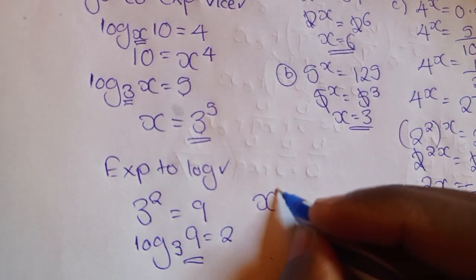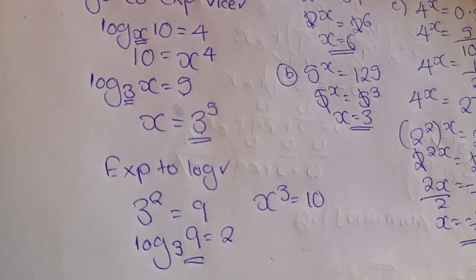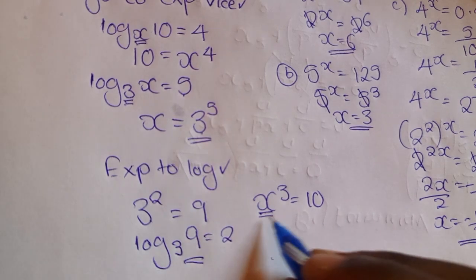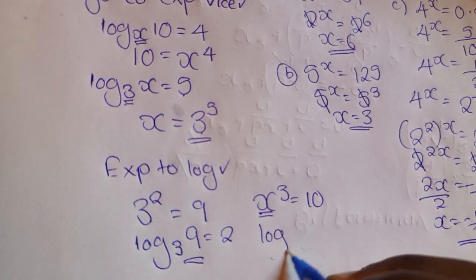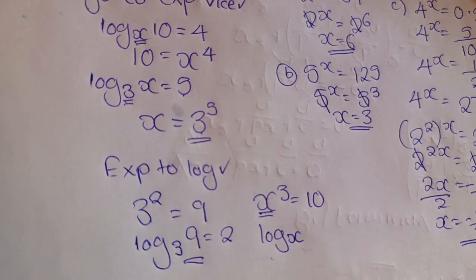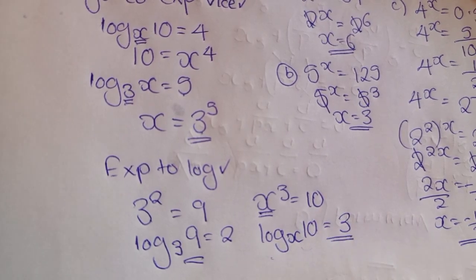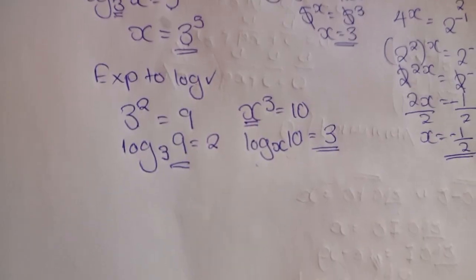You can have x to the power 3 equal to 10. For you to convert exponential to logarithm, you make sure that if this is the base of the number, the same x will become the base of the log, and this 10 here will come there, then the 3 joins there. Having truly understood the conversion of logarithm to exponential and exponential to logarithm, I want us together to solve these particular questions.